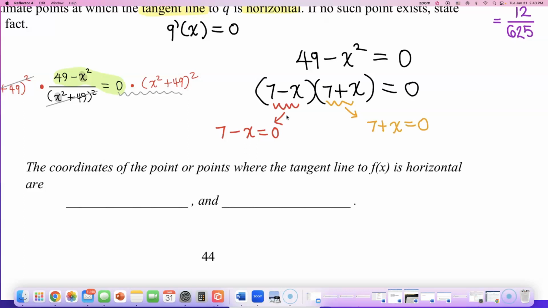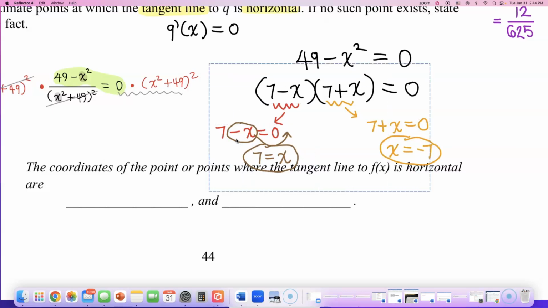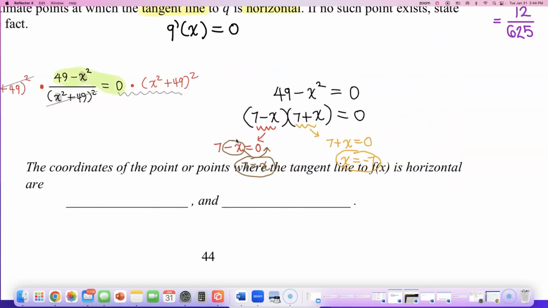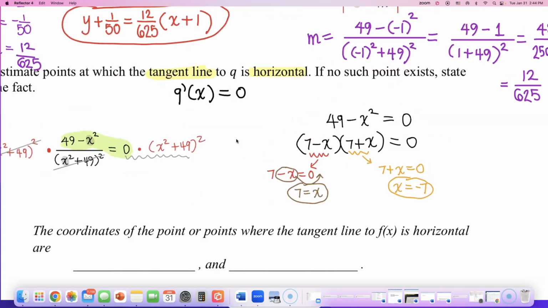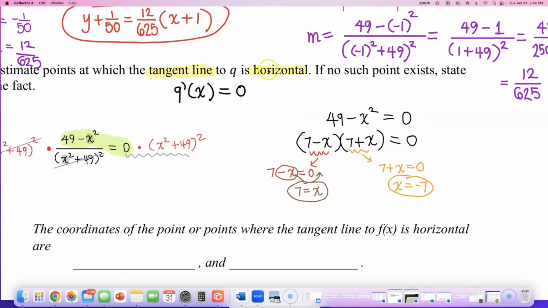All right, let's get the answer from this side. Over here, if I simply move this x to the right side, 7 equals positive x. So the first answer is x equals 7. If I subtract 7 from both sides on this equation, on the orange side, I will get x equals -7. So two answers. x can be either positive 7 or -7. That's when the slope of this tangent line is 0. Therefore, the slope of the tangent line will be horizontal.